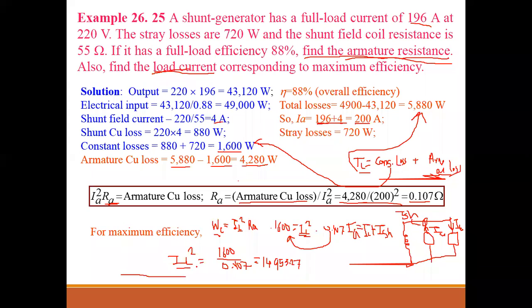So we need to find IL. To find IL, we have to take the square root of this side and the square root of this side, so the square root is cancelled. Then IL is equal to 122.28 ampere, and this will be our answer. Is this difficult? Not difficult, no. Very good.